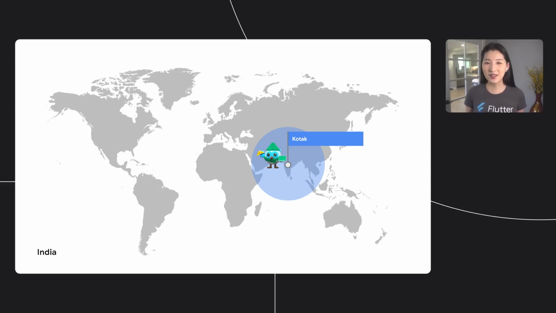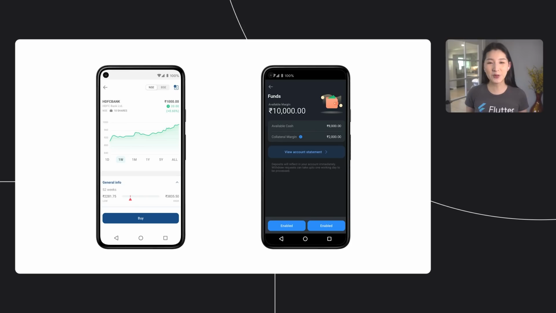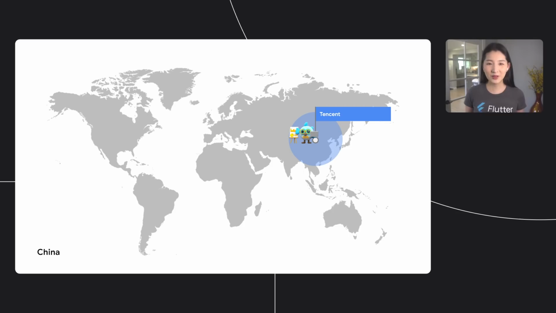Kotak is one of India's largest financial institutions. They built their trading app Kotak Securities entirely in Flutter and shipped to iOS and Android within 6 months. They're now experimenting with bringing in the same experience to web with one single codebase. Flutter has a huge developer base in China. One example is Tencent.